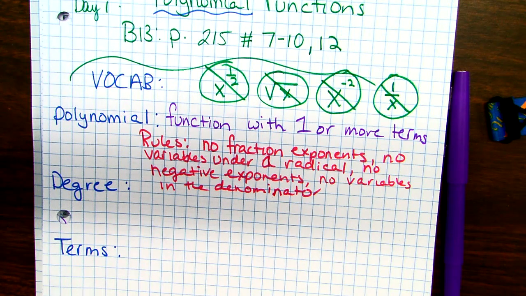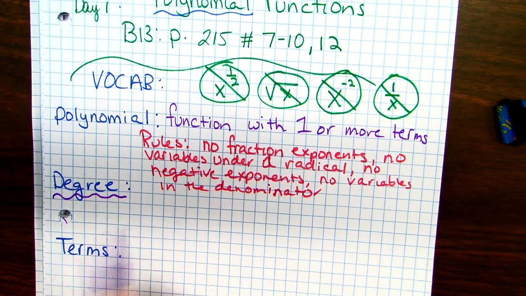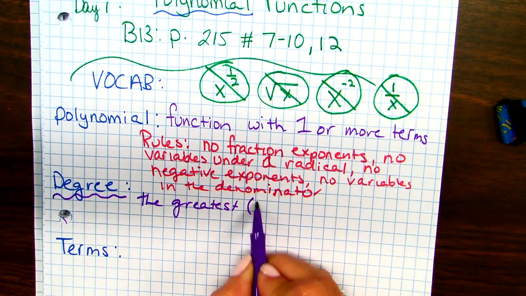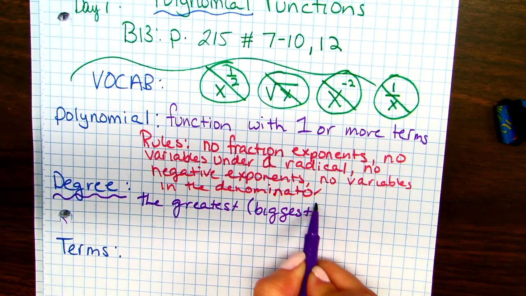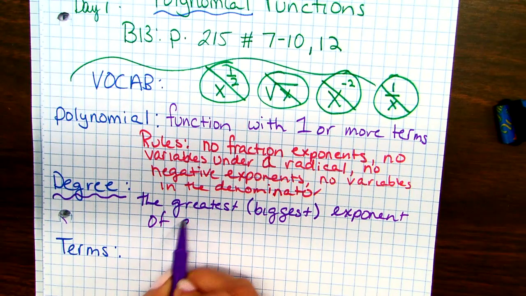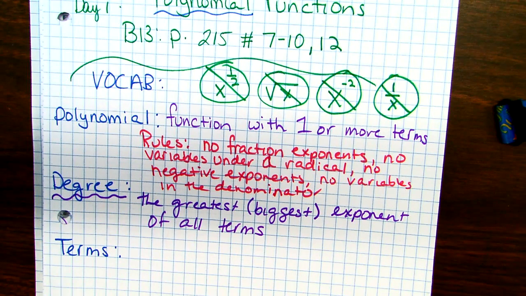Degree. This is such a common word we use. I've already used this term here and there, but it is the greatest. So that means like biggest, okay? So you want to write that too. Exponent of all terms. So what has the degree been of a quadratic that we've worked on for the last couple weeks? What was the degree? What was the biggest exponent you would see on any of the terms? 2. So quadratics have a degree 2.